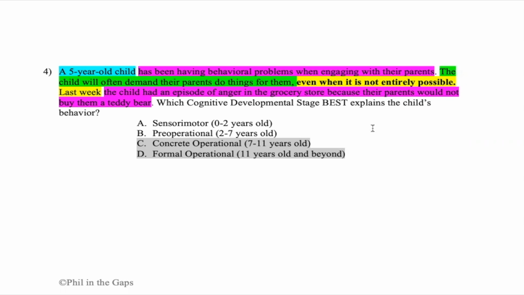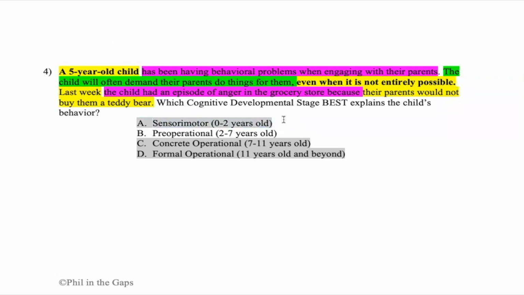Now we're between A, sensorimotor, 0 to 2 years old, or B, pre-operational, 2 to 7 years old. Let's look back at the question. We have a 5-year-old child, so that is who we are within this situation. Behavioral problems when engaging with their parents. They will demand things from their parents. That's A-okay, but it's even when it's not entirely possible that is the red flag within the situation. Last week, they were in the grocery store. They had an episode of anger because the parents were not buying the teddy bear. They're freaking out. So for that reason, we're going to rule out A.